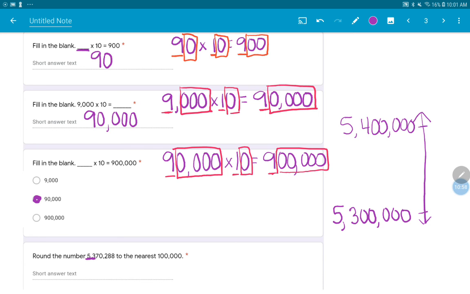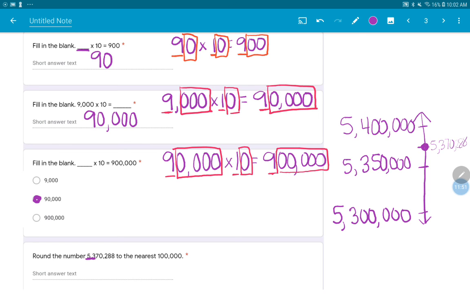Okay, what's halfway in between, or my midpoint, between 5,300,000 and 5,400,000, Christopher? 5,350,000. All right, so we got to figure out where 5,370,288 goes. Is it more than our midpoint or less? More. It's going to be almost halfway in between the midpoint. So 5,370,288 would go about right here.